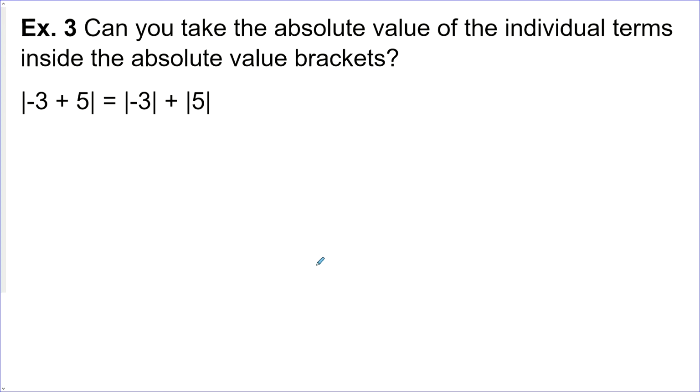Can you take the absolute value of the individual terms inside the absolute value brackets? So I've made myself a simple example here to test this. On this side I have the absolute value of negative 3 plus 5, and that would be the absolute value of 2. On this side I have taken the absolute value of the individual terms, so the absolute value of negative 3 is 3, and the absolute value of 5 is 5. And you can see that this is not going to work out. The absolute value of 2 is 2, and 3 plus 5 is 8. So you cannot take the absolute value of the individual terms. You need to determine the value of what's inside the absolute value brackets before you're allowed to proceed.